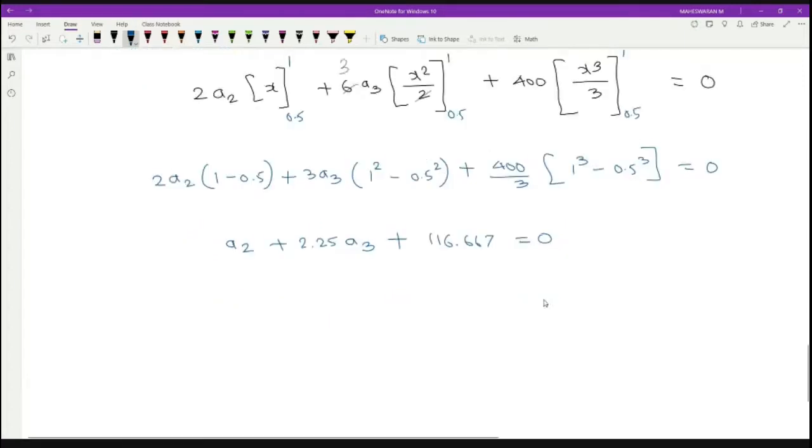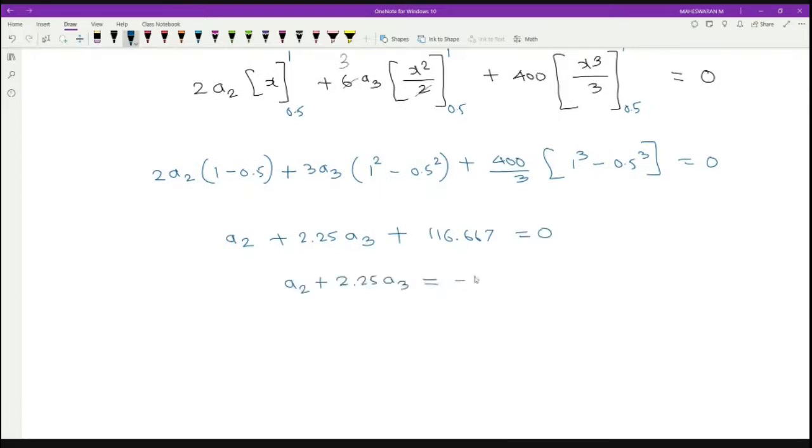Are you getting this? Yes, sir. Is equal to minus 116.667. This is equation number 2.